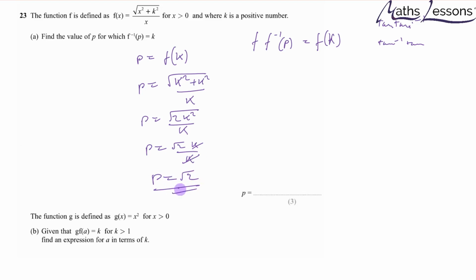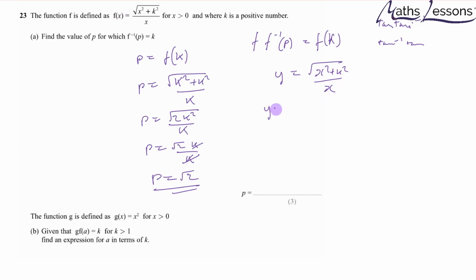And if you wanted, you could find the inverse function. I really wouldn't bother, it's a real pain. If you find the inverse function, you need to make x the subject. So let's just look at finding the inverse function, to show you why it's a bit of a pain on this question.